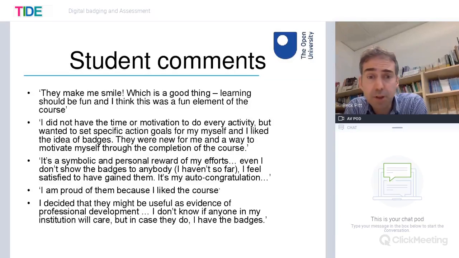Another mentions it's symbolic, it's a personal reward. So this very much is talking about intrinsic motivation. Even though they don't show the badges to anybody else, it gives them a sense of progressing and moving forward. The fourth point here, "I'm proud of them because I like the course," fits in with that point that I made about tying the learner to the institution, about building this relationship between stakeholders, between the learner and the institution that's teaching them. And finally, the fifth one, "I decided they might be useful as evidence, professional development. I'm not sure if they will or not, but at least I have them."